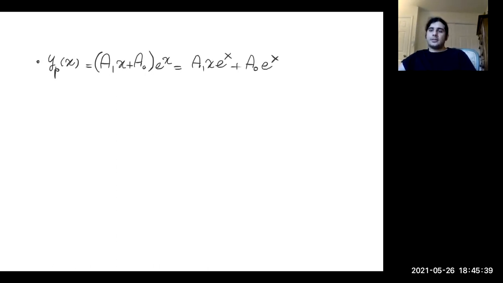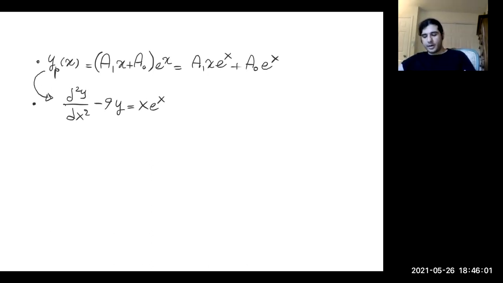Okay, so our particular solution is something like (a1x + a0) e^x, which is a1x e^x plus a0 e^x. Now the idea is to plug this solution into the equation. So what was the original equation? Let me write that again here: y'' - 9y = x e^x. We want to plug this y into this equation to find a1 and a0, right?